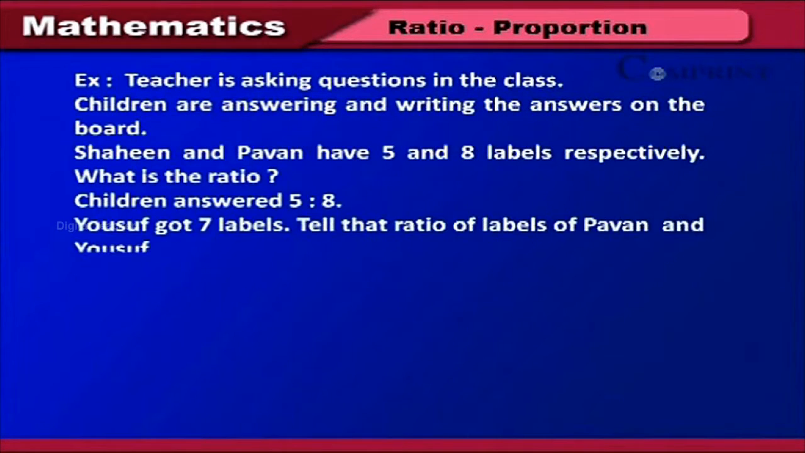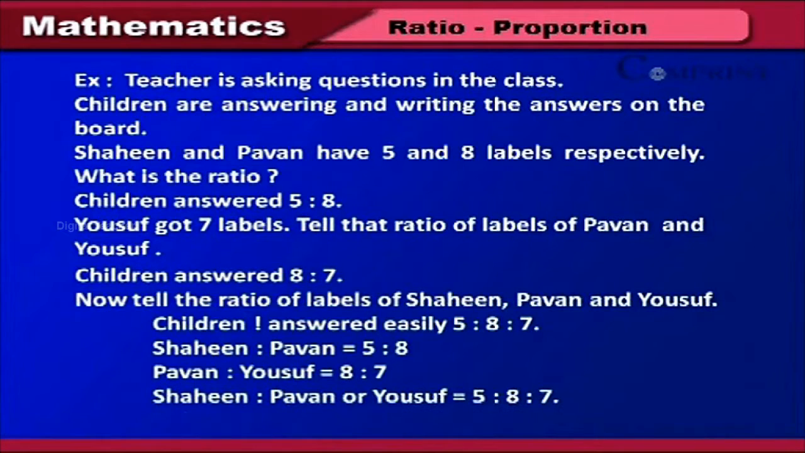Example. Teacher is asking questions in the class. Children are answering and writing the answers on the board. Shaheen and Pavan have 5 and 8 labels respectively. What is the ratio? Children answered 5 is to 8. Yousuf got 7 labels. Tell the ratio of labels of Pavan and Yousuf. Children answered 8 is to 7. Now, tell the ratio of labels of Shaheen, Pavan and Yousuf. Children answered easily 5 is to 8 is to 7.